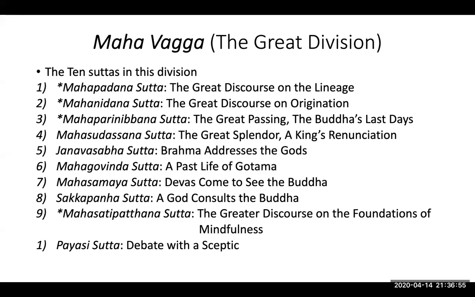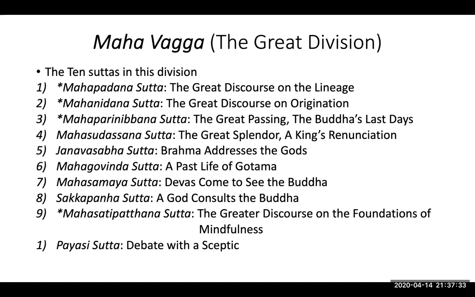Okay, that was the first subdivision of Digha Nikaya. This was Silakkhanda Vagga. The second division is Maha Vagga. In Maha Vagga, there are 10 suttas in this division, and this Maha Vagga is very famous. Some suttas are very important, and some suttas in Maha Vagga deal with the historical and biographical aspect of Buddhism.